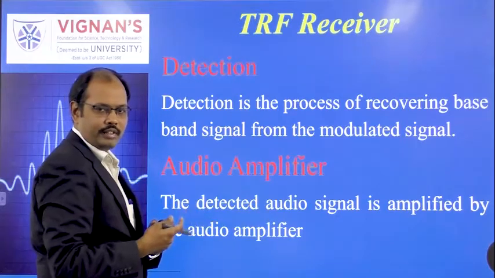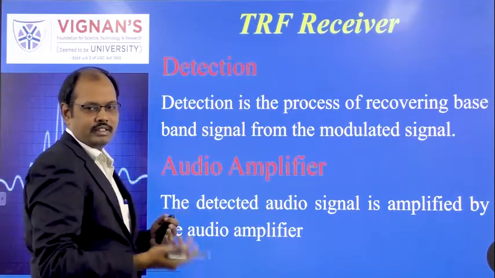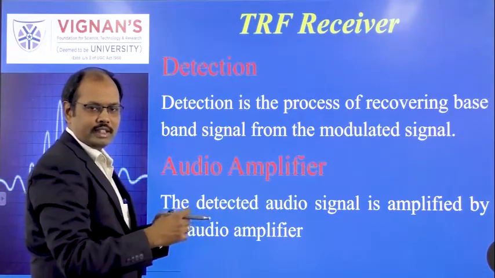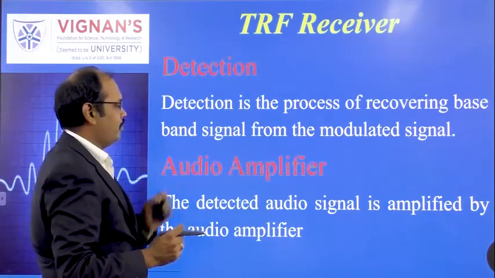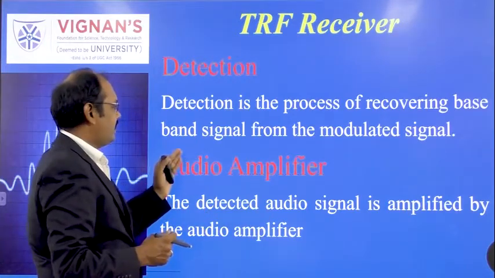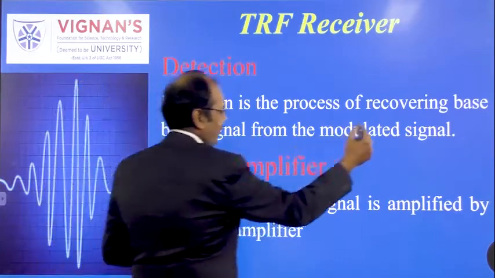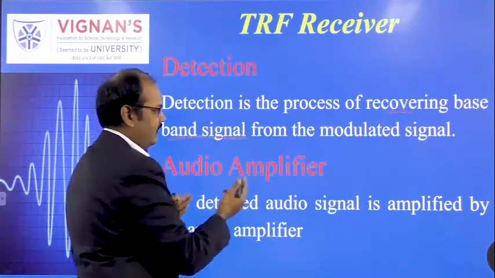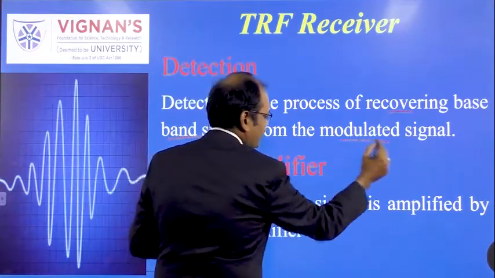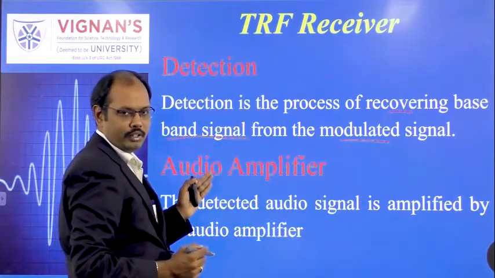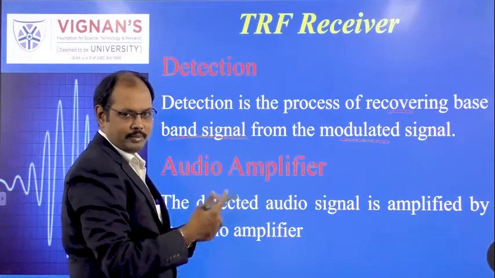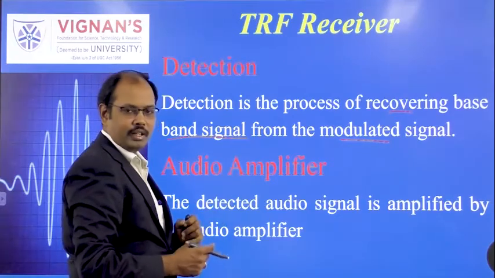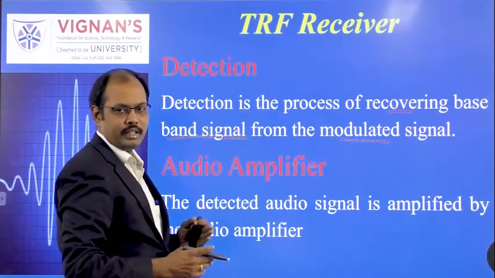So we have received the RF signal. Once again, we have to separate the message signal and carrier signal. So we will be going for detection or demodulation. That is the process of recovering the baseband signal or the message signal from the modulated signal. I think you will know the difference between a baseband signal and a modulated signal. Baseband signal is nothing but a message signal.